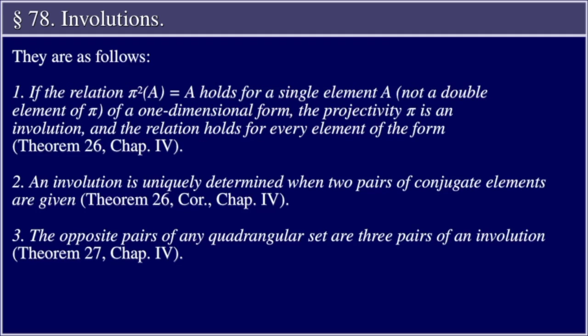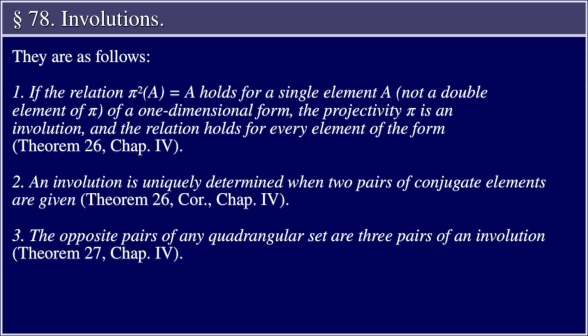They are as follows. 1. If the relation pi squared of A is equal to A holds for a single element A, not a double element of pi, of a one-dimensional form, the projectivity pi is an involution, and the relation holds for every element of the form. Theorem 26, Chapter 4. 2. An involution is uniquely determined when two pairs of conjugate elements are given. Theorem 26, Corollary, Chapter 4.